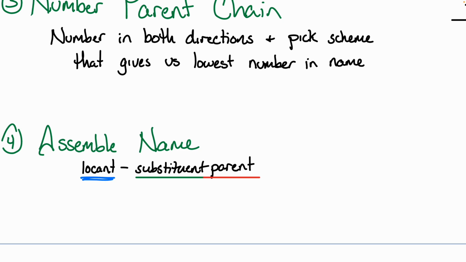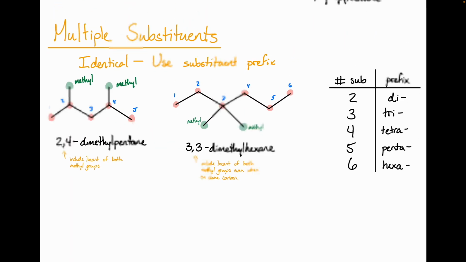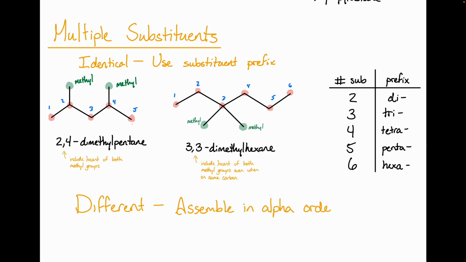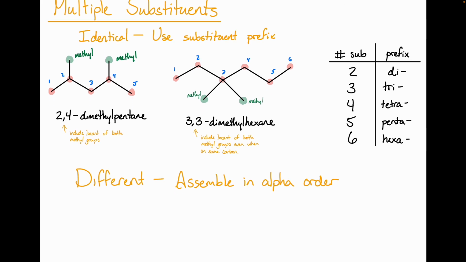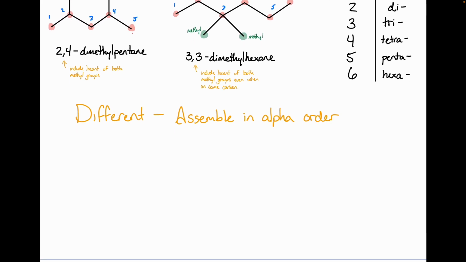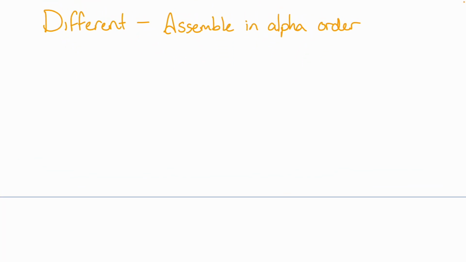All right, and so we dealt with if we have multiple substituents that are identical. All right, what if they're different? We don't really do much different until we get to that step when we're assembling our name, and then we just assemble in alphabetical order. So let's take a look at some examples here.